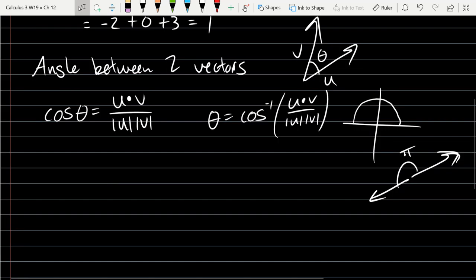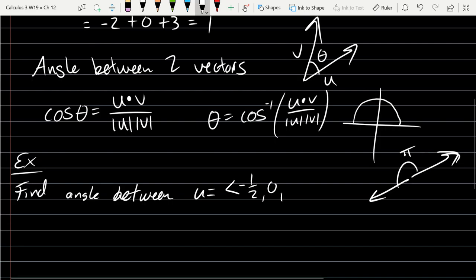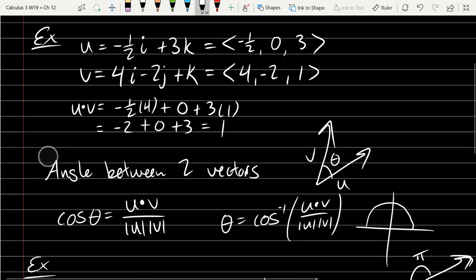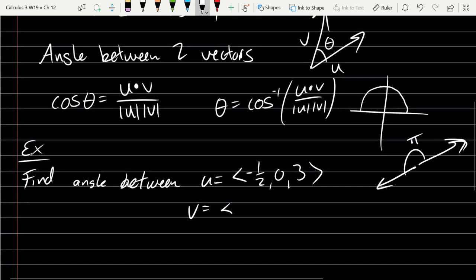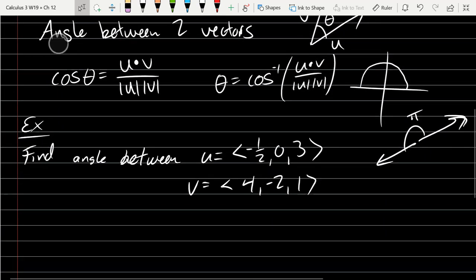So let's find the angle between two vectors. So this is our next example. Our vector u will be negative 1/2, 0, 3. Yeah, we'll do the same two vectors as before. v is going to be 4, negative 2, 1. All right, so find the angle between these two vectors. We already got the dot product. What you just need to do is get the magnitudes and then divide it out and then solve for theta.